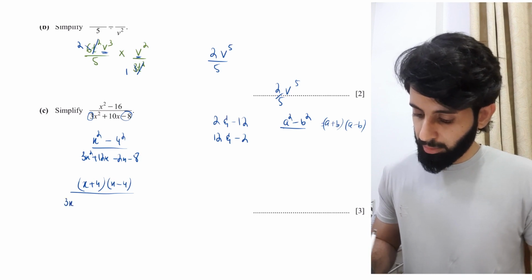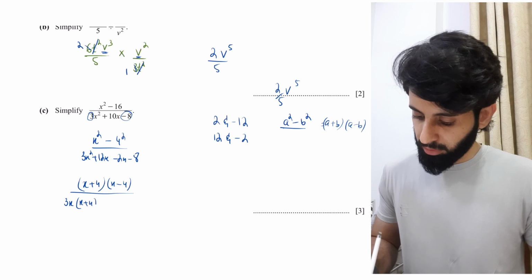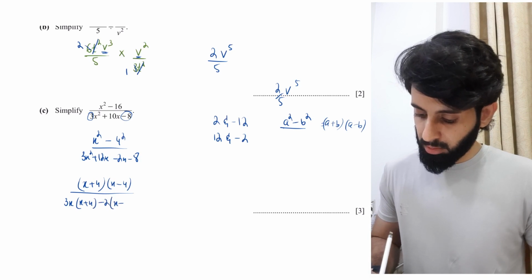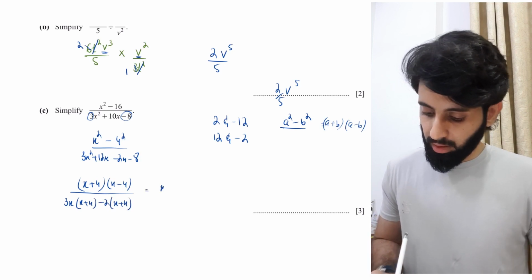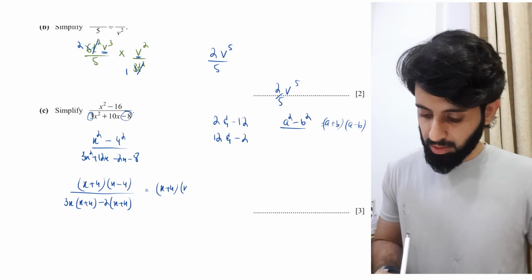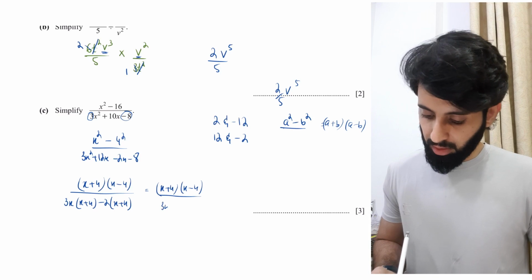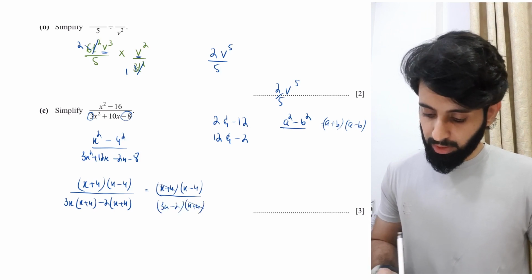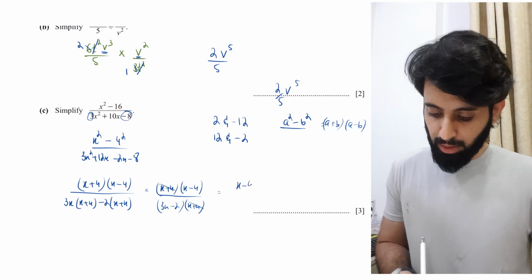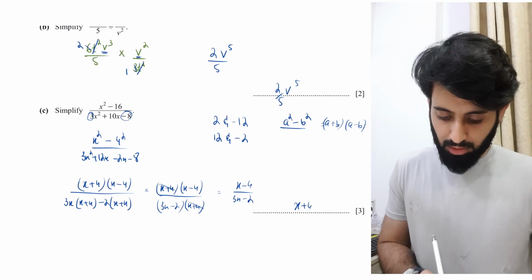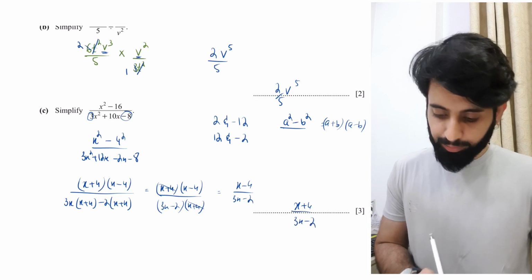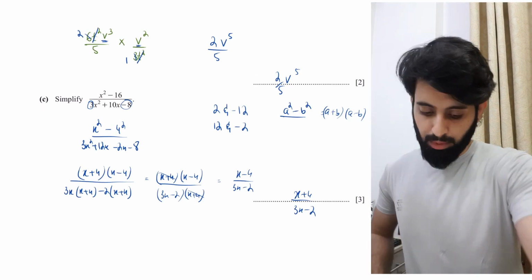So in the denominator, I can factor out 3x, so I have x plus 4. Then I can factor out minus 2, so I have x plus 4. And then I have x plus 4 times x minus 4 in the numerator. In the denominator, I have 3x minus 2 times x plus 4. So x plus 4 and x plus 4 get cancelled out, and now I'm left with x minus 4 over 3x minus 2. And that, in fact, is your final answer.